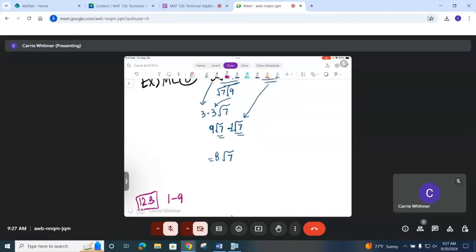Okay, if you like to chunk your assignments, this would be a good time to pause, and you should be able to complete 1 through 9. When you're ready to continue, just turn the video back on, or if you want to keep going, we're going to keep going.